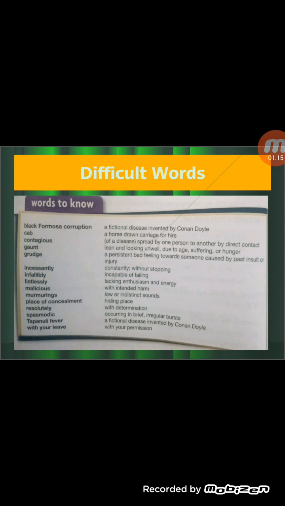Dear students, the first activity of this lesson is to prepare some of the words. Try to improve your vocabulary. It will help you to understand the interesting story.